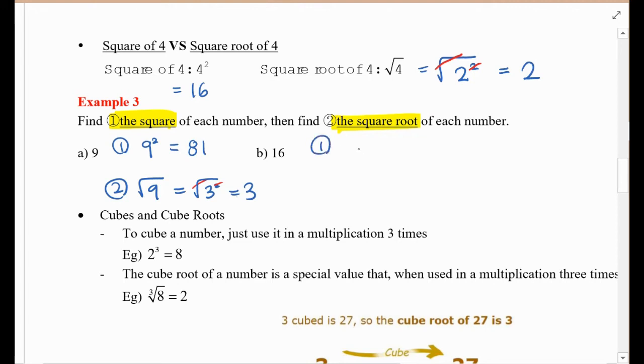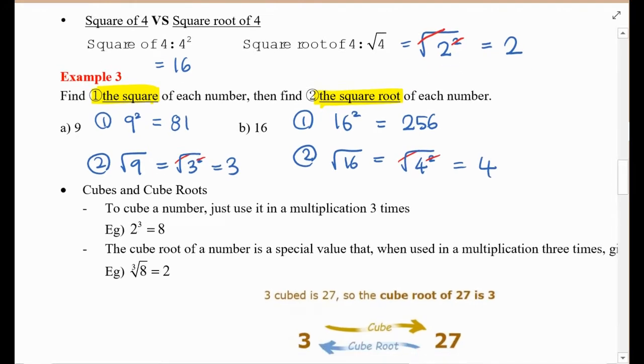16 squared is, if you evaluate it using your calculator, 256. Square root of 16. What is this, everyone? That is 4, because 16 is 4 squared. And we can cancel. And the answer is 4. Make sense, everyone? And let's move on.